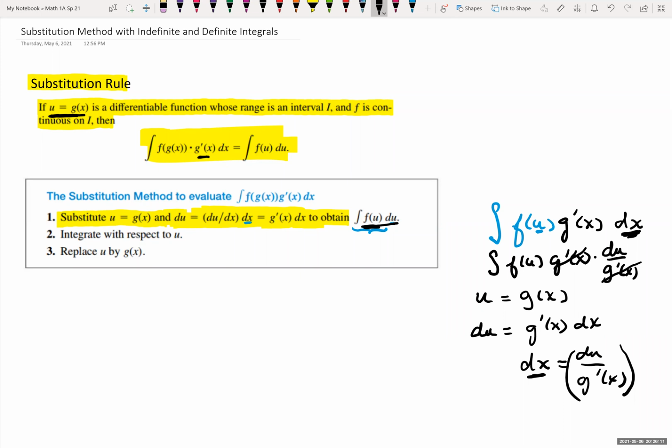So once we've done that, we've rewritten it as just a function of the variable u, and we can go ahead and integrate this with respect to u, finding the antiderivative of f of u. Then we're going to go back and substitute what we originally chose u to be, plugging in that g of x value wherever we see a u in that antiderivative. So let's look at some examples.